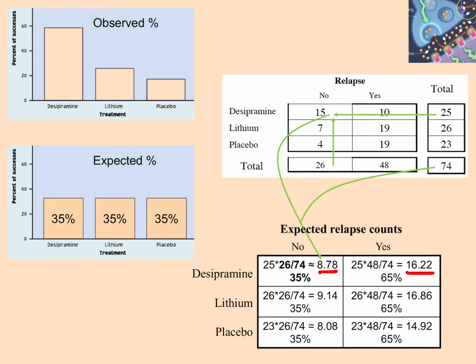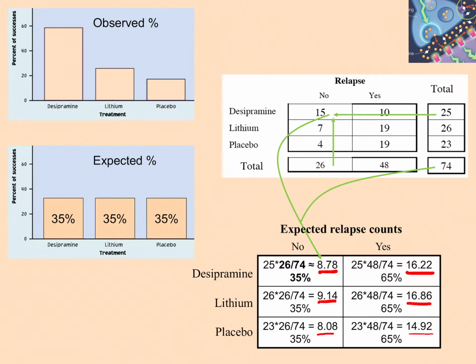16.22 for desipramine and relapse. We have 9.14 for lithium and no relapse, 16.86 for lithium and relapse. We have 8.08 expected for placebo and no relapse, and 14.92 for placebo and relapse. These are our expected counts.